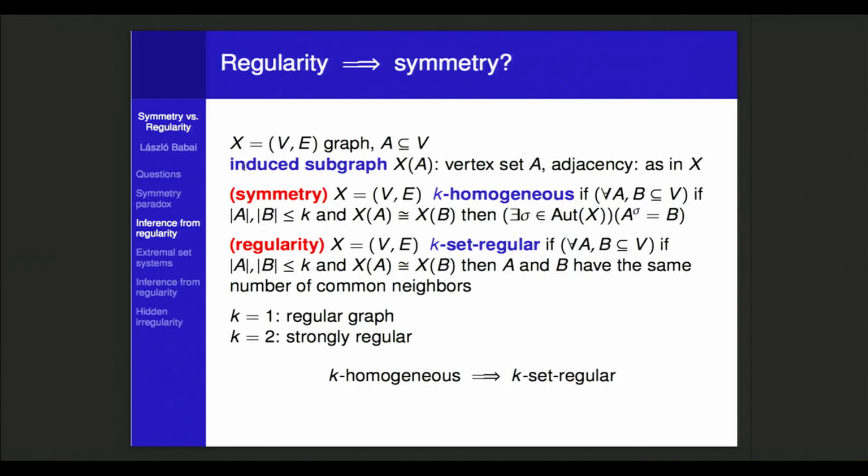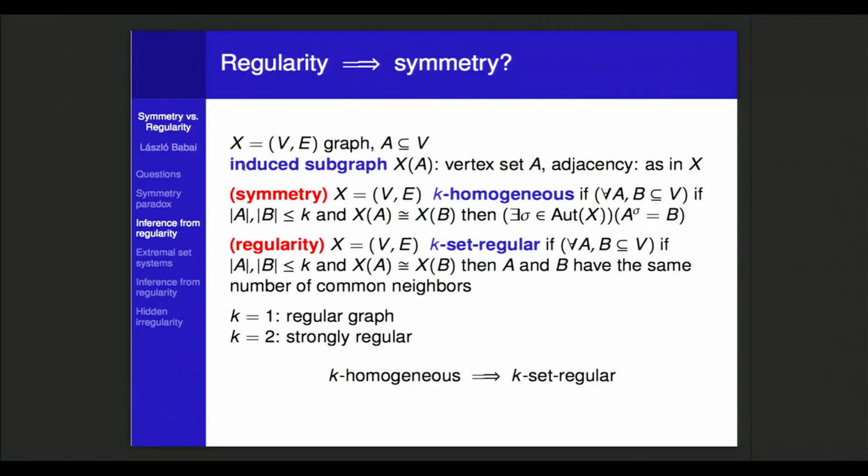So here are 2 conditions now about these subgraphs. A symmetric condition: we call a graph k-homogeneous if whenever we pick 2 subsets of size at most k, and the induced subgraphs on them are isomorphic, then this isomorphism actually extends to an automorphism of the entire graph. So if small subsets span isomorphic subgraphs, then one subset can be mapped to the other by an automorphism.